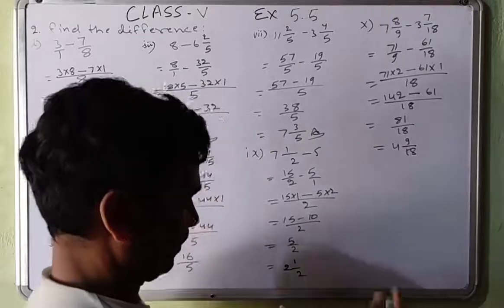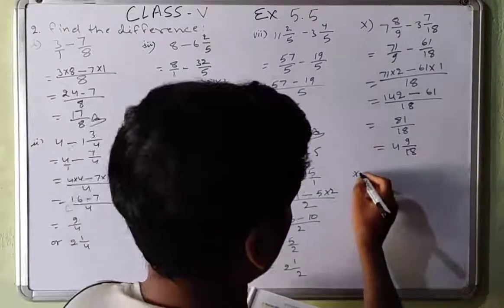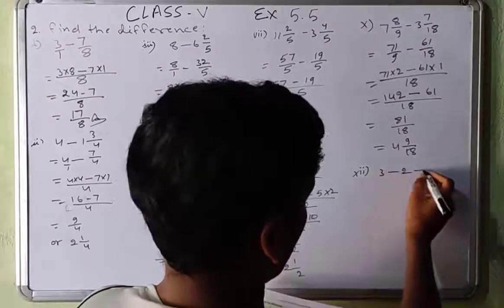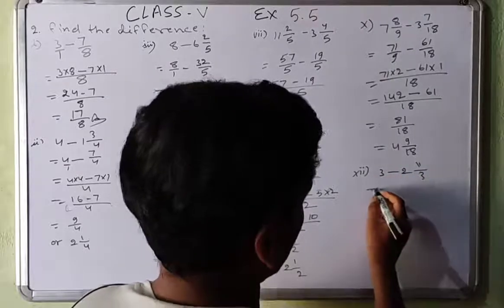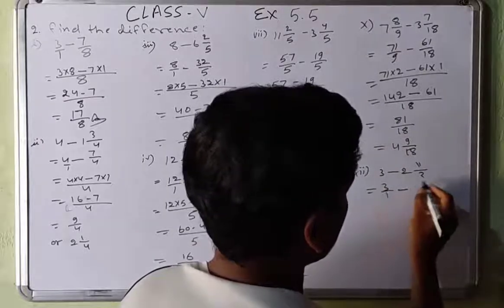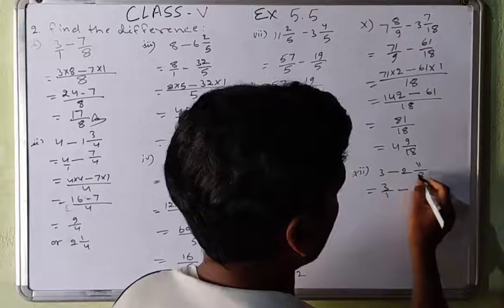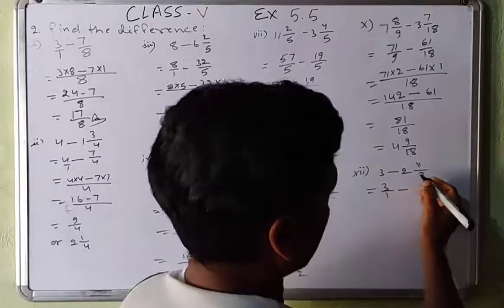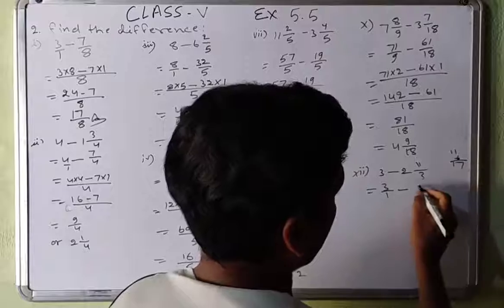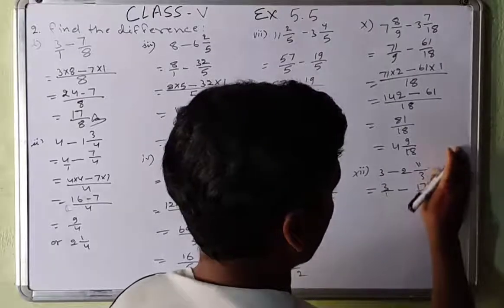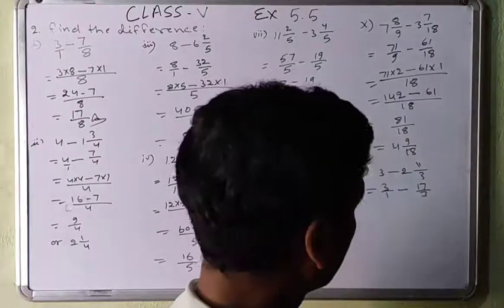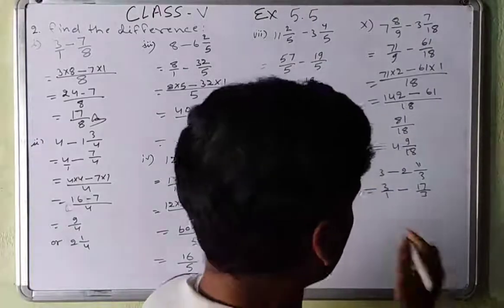12th question, 3 minus 2 whole 11 upon 3. So that is 3 upon 1 minus, 3 twos are 6, 6 plus 11, 17, 17 upon 3.